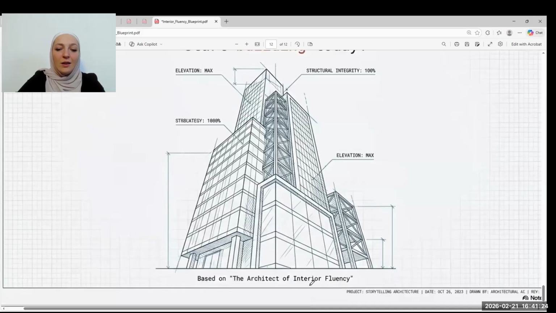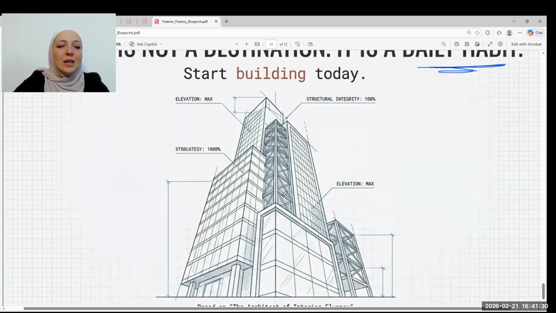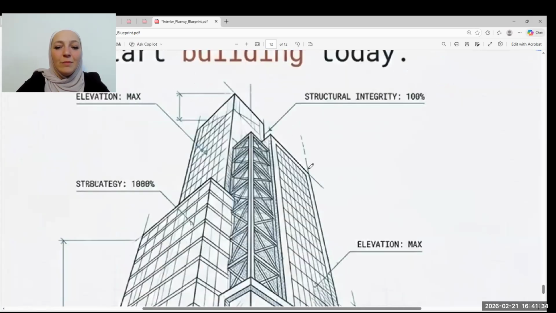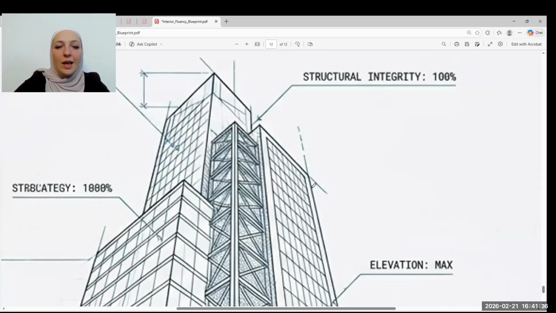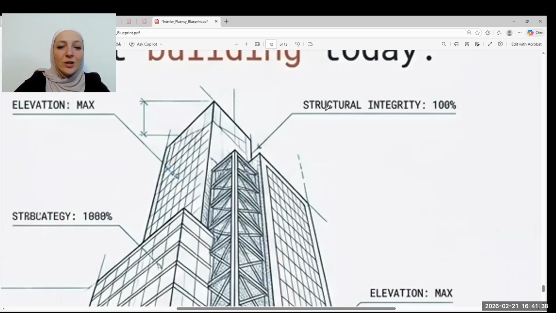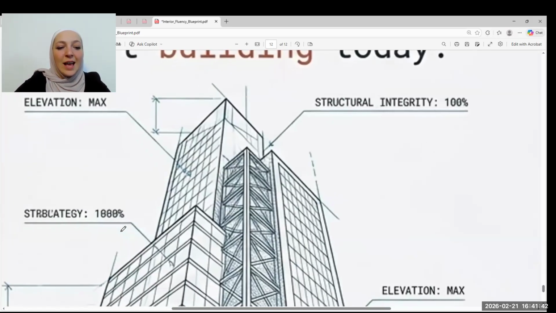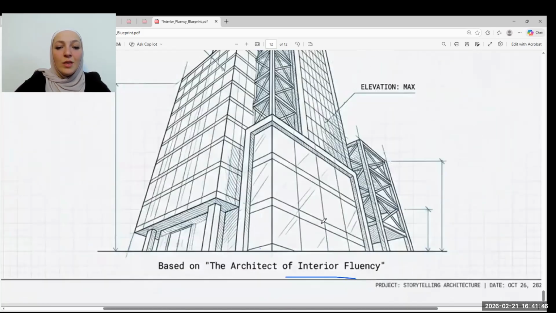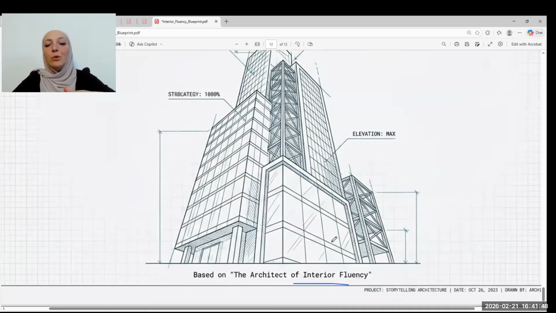Based on the architecture of interior fluency, it's telling us about elevation. You have to go from down here until up here, with structural integrity and everything. So we build the lower point of the building.